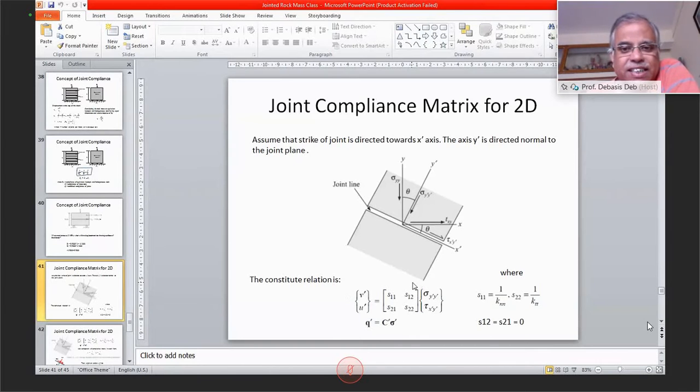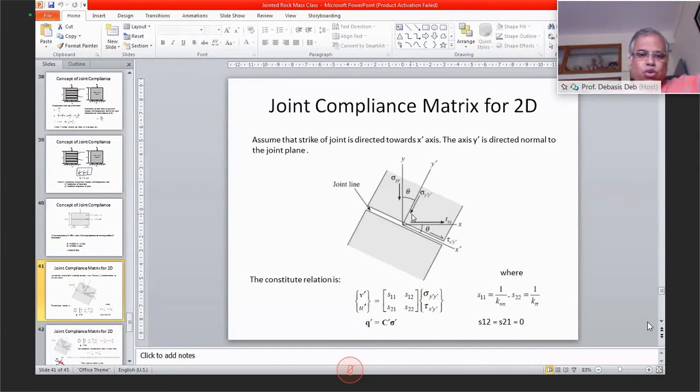So I think last time I started this one and I explained that if there is an inclined joint with x-axis having an angle theta, and if this is the joint or the strike direction of the joint and normal to this is y dash, basically the two stresses which we are interested in here as far as 2D is concerned are the shear stress along this plane and the normal stress in y dash. Okay.